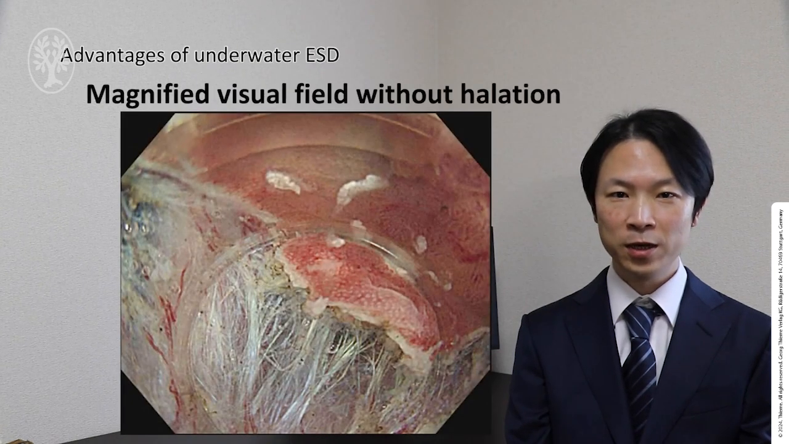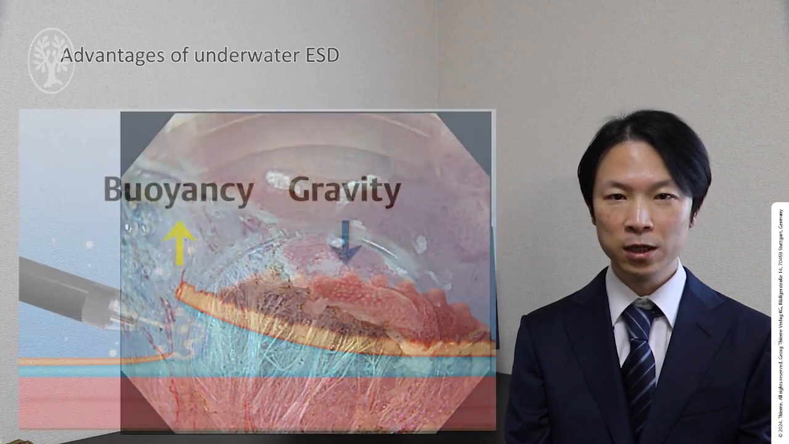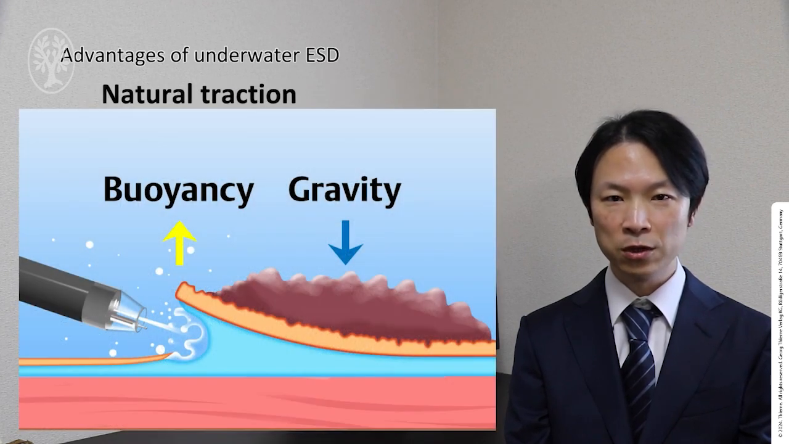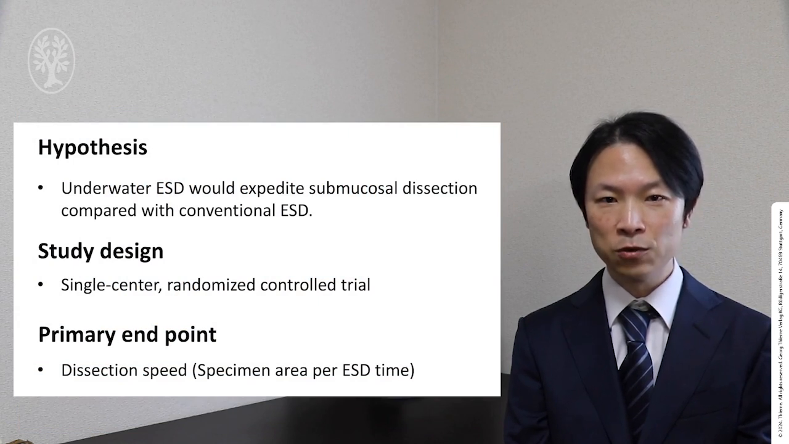Underwater ESD provides a magnified visual field without halation. Moreover, it offers a natural traction using water pressure from the endoscope or buoyancy effect. We hypothesized that underwater ESD would expedite submucosal dissection compared with conventional ESD. Therefore, we conducted a randomized controlled trial comparing these two methods. The primary endpoint was dissection speed, defined as the specimen area per ESD time.